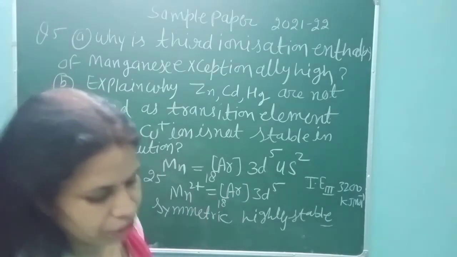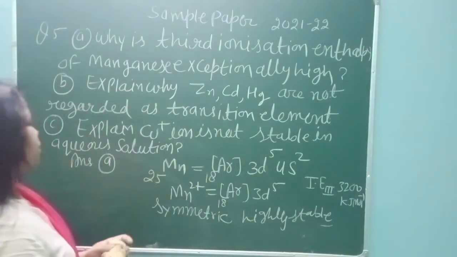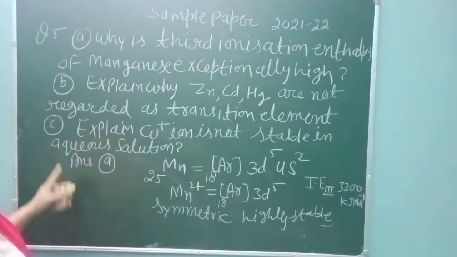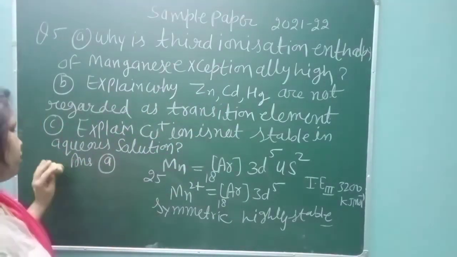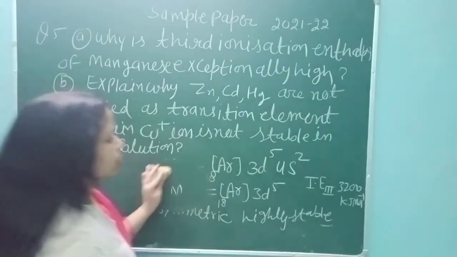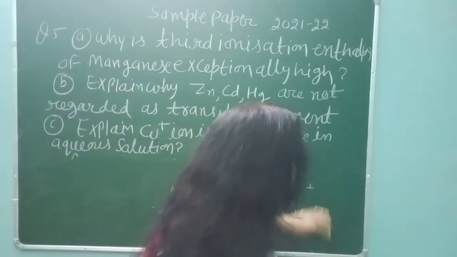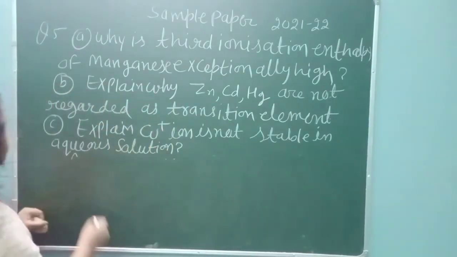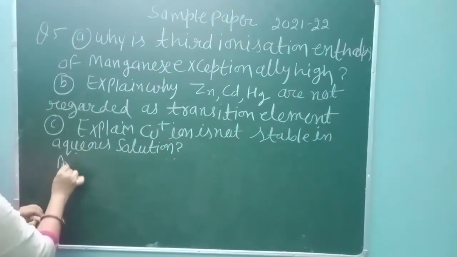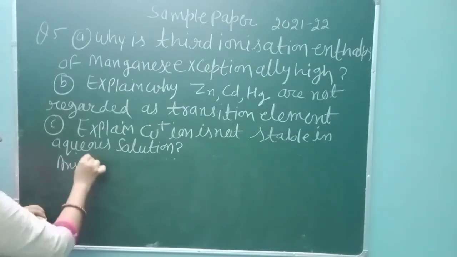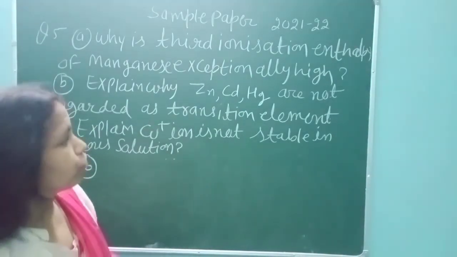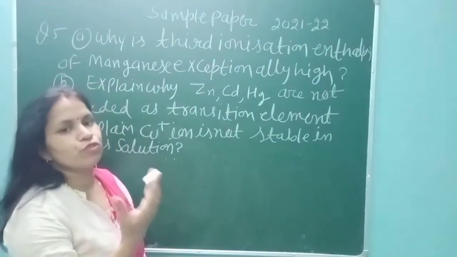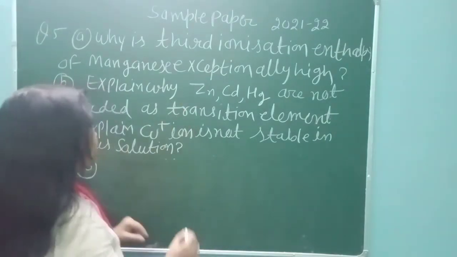Now let's see the second question. What is the second question? Explain why zinc, cadmium, Hg are not regarded as transition elements. So how to write the answer of the B question? Let's see what is the answer of B part. Write down the B part. First of all, I already told you about the electronic configuration, so you have to write the electronic configuration for a better explanation.